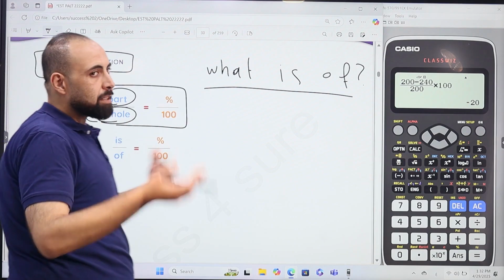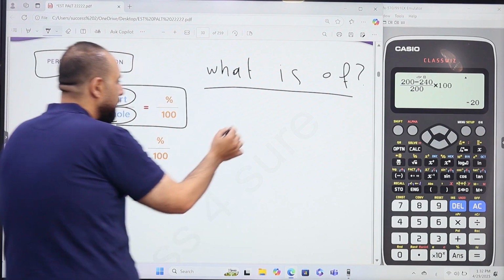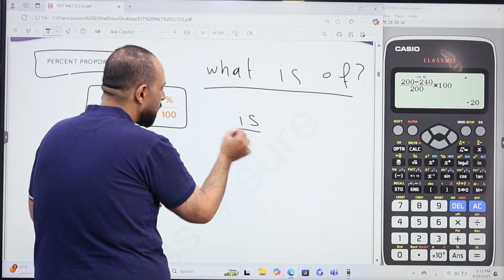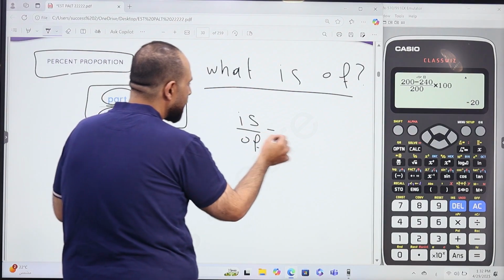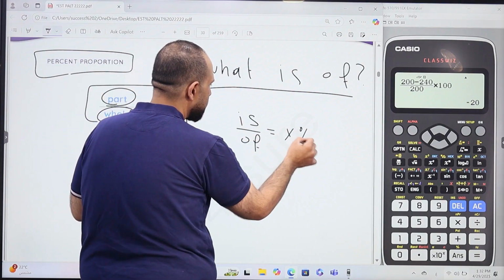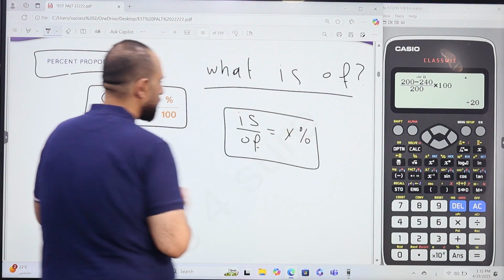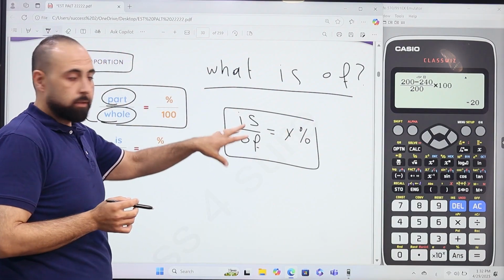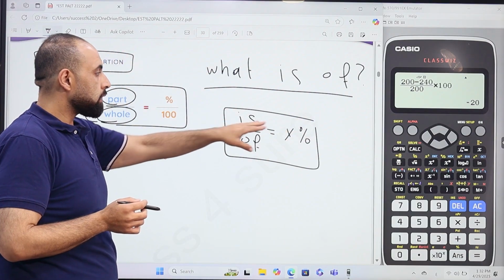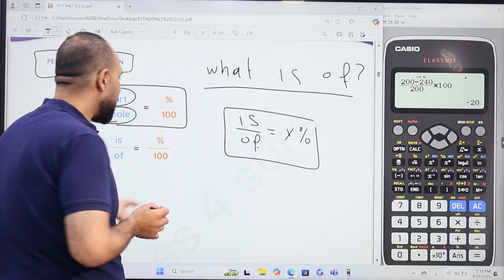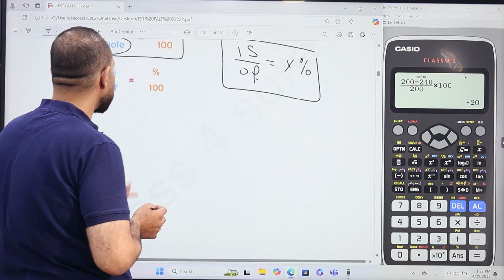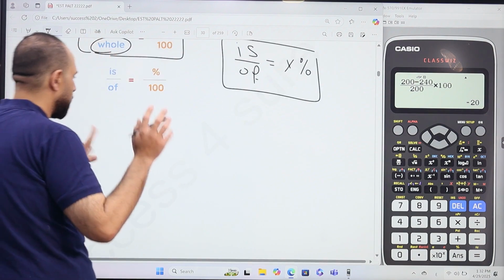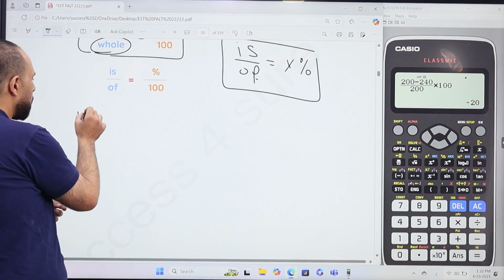What is off? So the formula is part over whole equals the percent. I say to my students, save the formula as: is over of equals x%. Done? Say: is over of equals x%. How does the question come? The question comes in three forms.